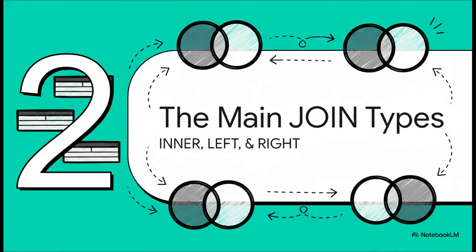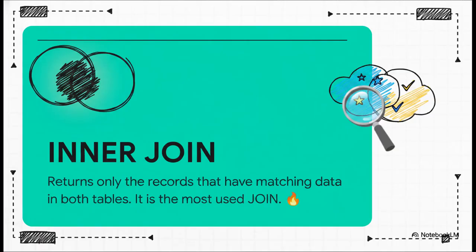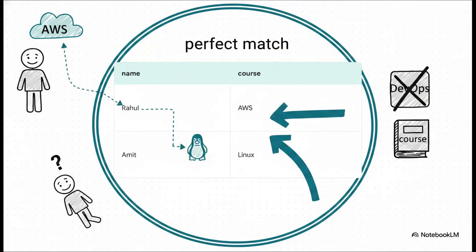Okay, now that we have our tables ready, let's get down to the main event. We're going to focus on the 3 big ones, the most fundamental types of joins you need to know: inner, left, and right. First up is the inner join. Honestly, this is your workhorse. It's the one you're probably going to use 90% of the time. Think of it like finding the perfect overlap, the intersection between your 2 sets of data. It will only give you results that have a match in both tables. No match, no entry.